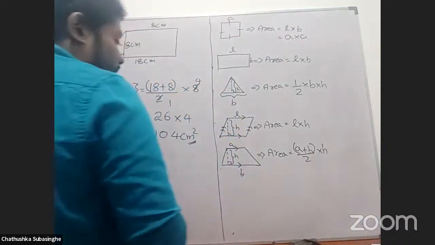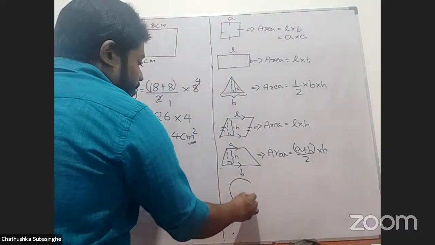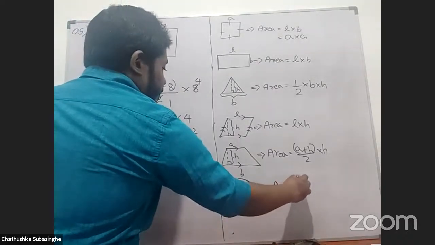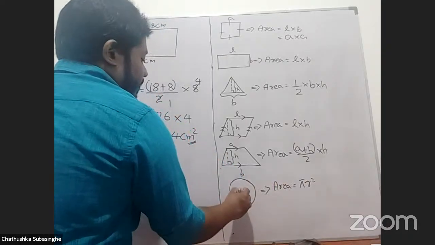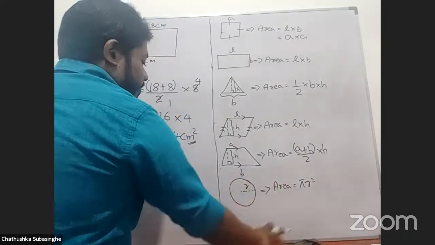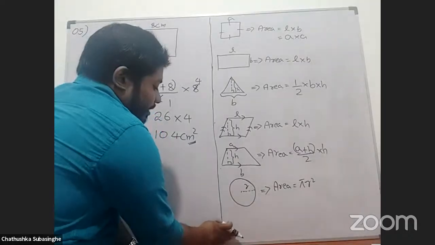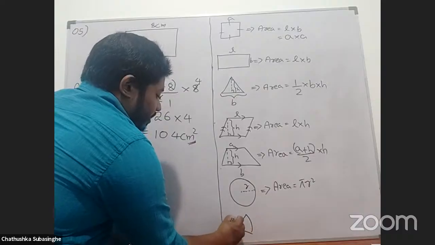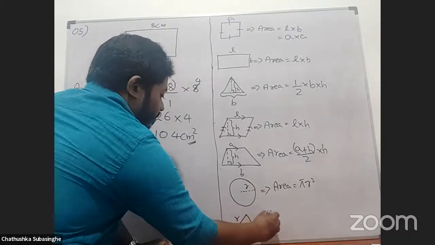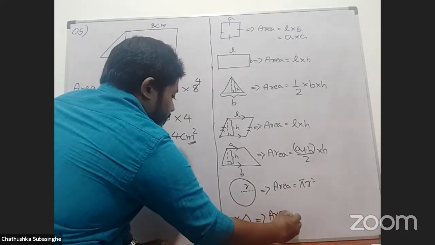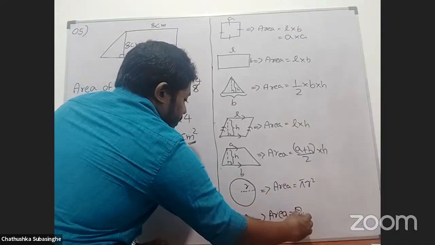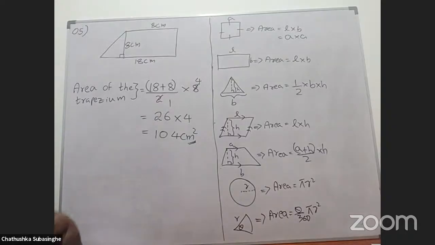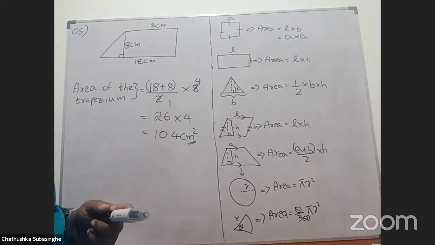Then we have the circle. The area of this circle is pi r squared, if the radius is r. Then we have the sector. If this angle is theta and this is r, we can find the area of it. Area equals theta over 360 into pi r squared. So these are the equations that you need to know inside the O-level syllabus.